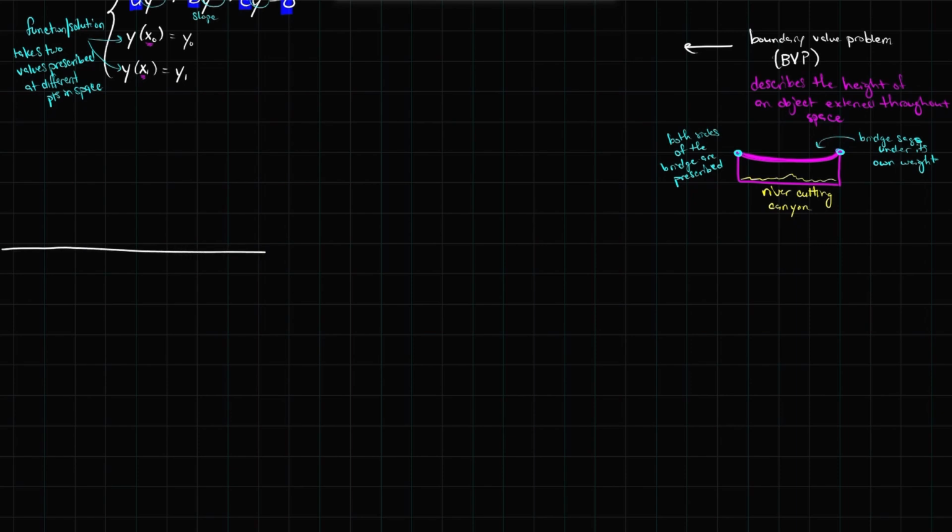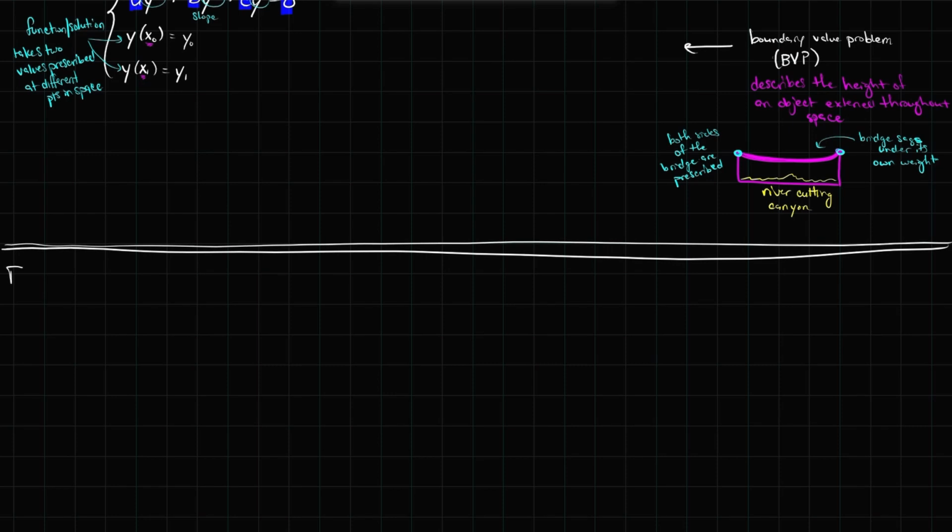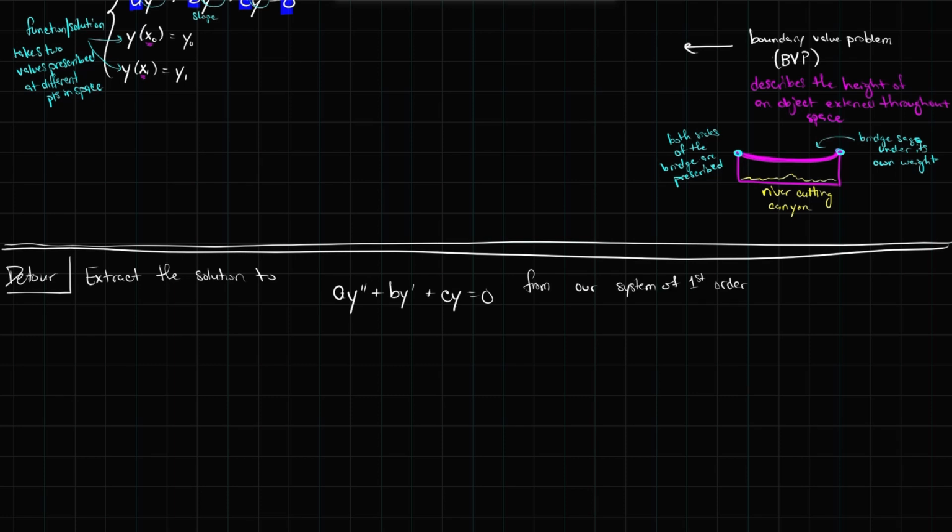I'm going to start out and take a little detour. And a lot of people don't take this detour when they teach it. The detour is going to be extracting the solution to a y double prime plus b y prime plus c y equals 0 from our system of first order solutions, which you'll recall take the form z of t equals e to the t M acting on z at time 0, or something like that, right? It's the matrix exponential solution.